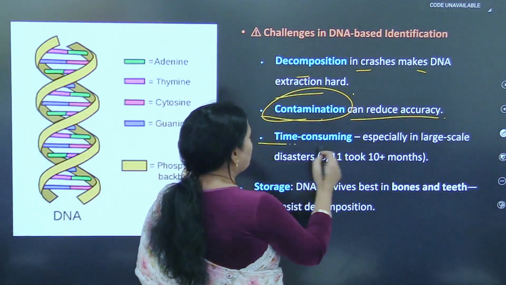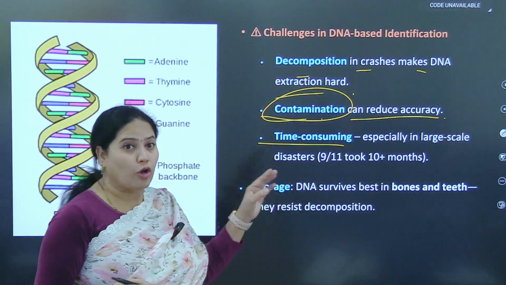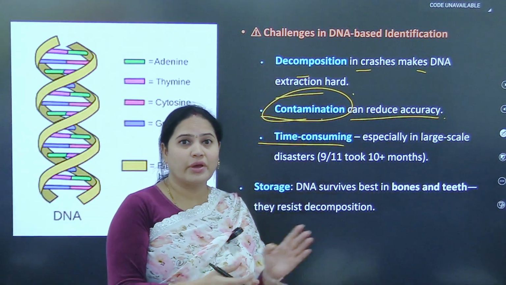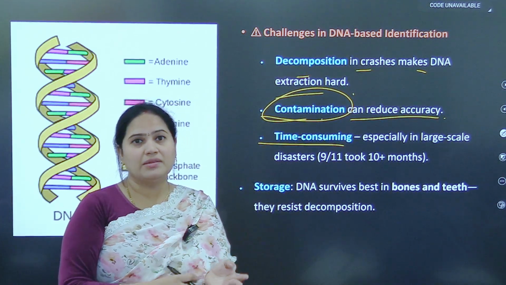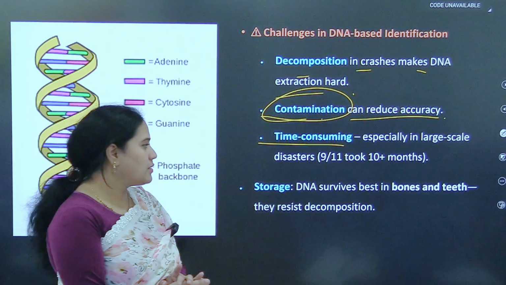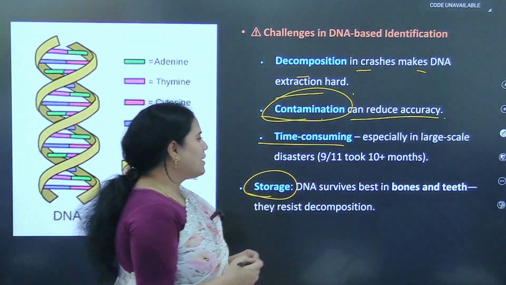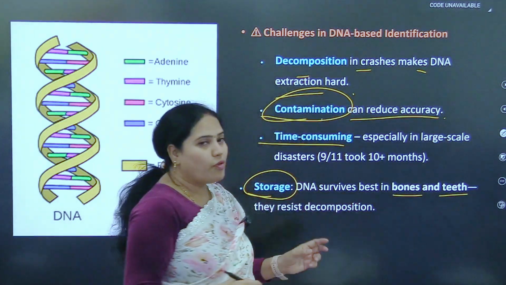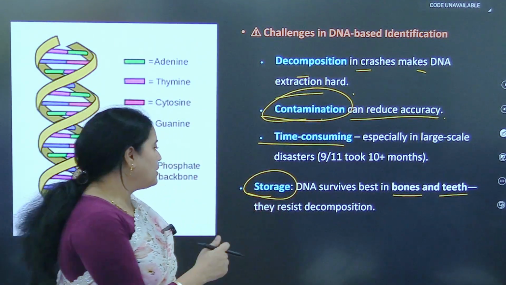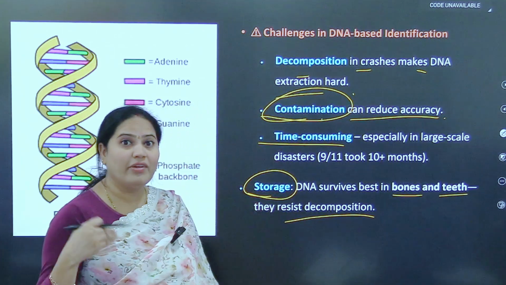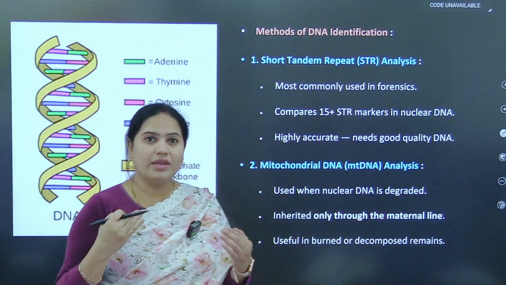Moving on, it is also time consuming, especially in large scale disasters. In the 9/11 attacks, it took almost 10 months to identify. Because when a large number of people are involved, applying this DNA method is a really tedious task. The next challenge is storage. DNA survives best in the bones and the teeth. Because they come under our skeletal structure, DNA is best stored in these parts. They resist decomposition at a much faster rate. Of course, DNA in these parts also decomposes, but at a much slower rate.